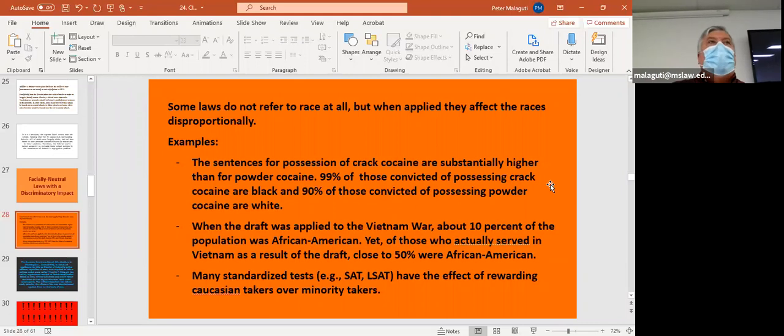The draft was reinstituted in Vietnam. Literally, they would put your birthday on a little piece of paper, put it into a capsule, put the capsule in a big bin, spin the bin, and then draw out the numbers. And if your birthday came up in the top 100 of the numbers, one of the first 100 chosen, odds are you were going to Vietnam. That's what was supposed to be the case.